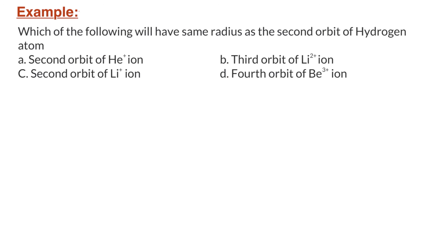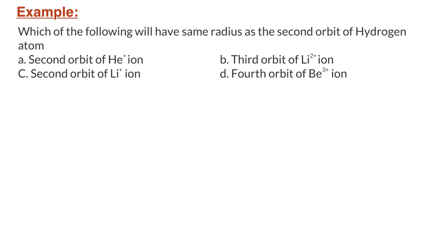Which of the following will have the same radius as the second orbit of the hydrogen atom? The options given are the second orbit of He+ ion, the third orbit of Li2+ ion, the second orbit of Li+ ion, and the fourth orbit of Be3+ ion.